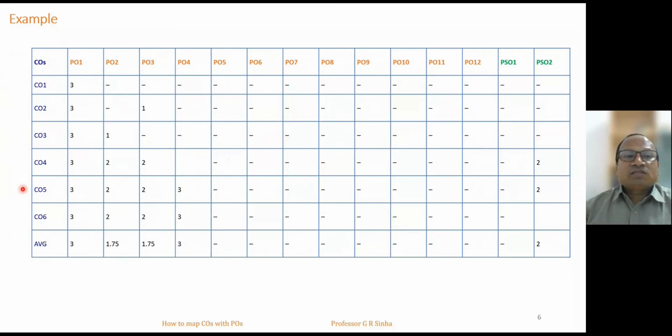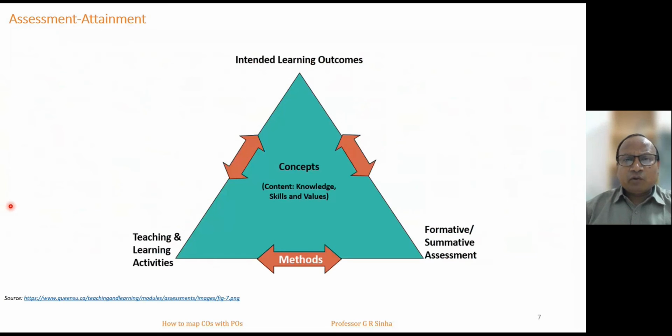So for that, you need to assess the courses. And in order to assess, you need certain tools. Therefore, let's talk about assessment and attainment. Talking about assessment of the intended learning outcomes, which we have expressed as the expected learning outcomes, the concepts need to be evaluated in terms of knowledge, skill set, and values.